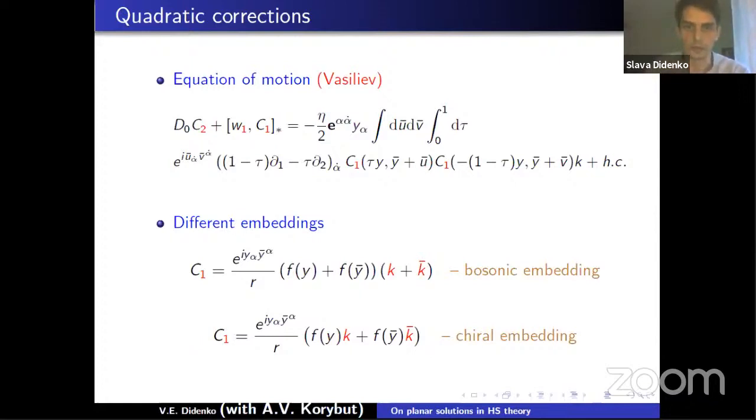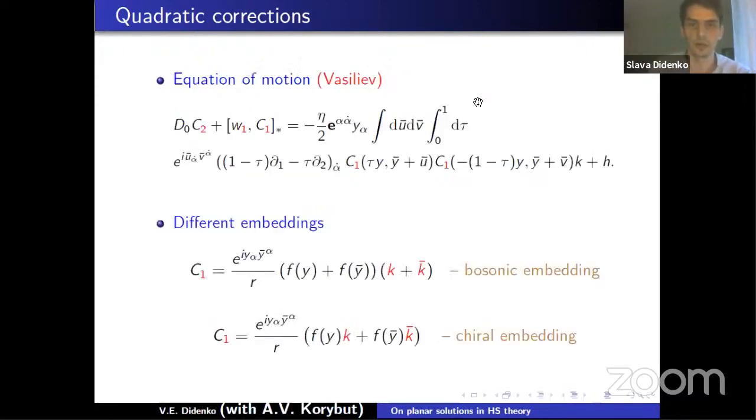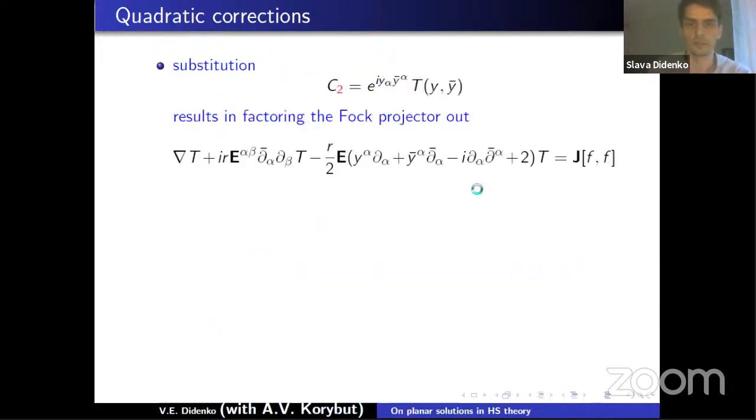And so we plug into the equation using the following substitution. We subtract this Fock projector by introducing this new field T. And it turns out that the structure of the interaction here is very specific, so that eventually the Fock projector factors out from both sides of the equations, and the resulting equation is polynomial in y and y bar for given spins.